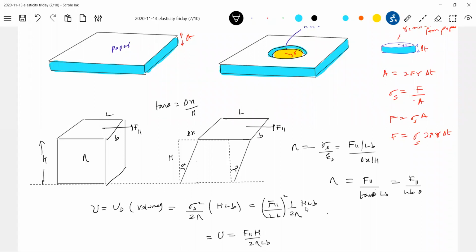Then LB. So if they give eta, okay, fine. If they give F parallel, you can bring it here. No need of theta. If you want to bring it in terms of theta, you can bring theta. Based on what information is available, you can write the expression. So this is the work done by the external agent.